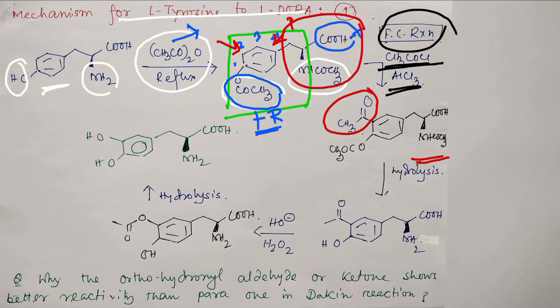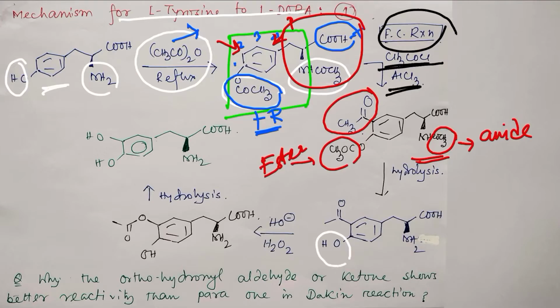Now if we do the hydrolysis, meaning the removal of COCH3, one is an amide and the other is an ester. So this is actually an amide hydrolysis and this is actually an ester hydrolysis, a phenolic ester. Now the question is, ultimately after hydrolysis what did we get? We got the OH, we got the NH2. Fine, this is needed, but we need one more hydroxyl here, which we didn't get.